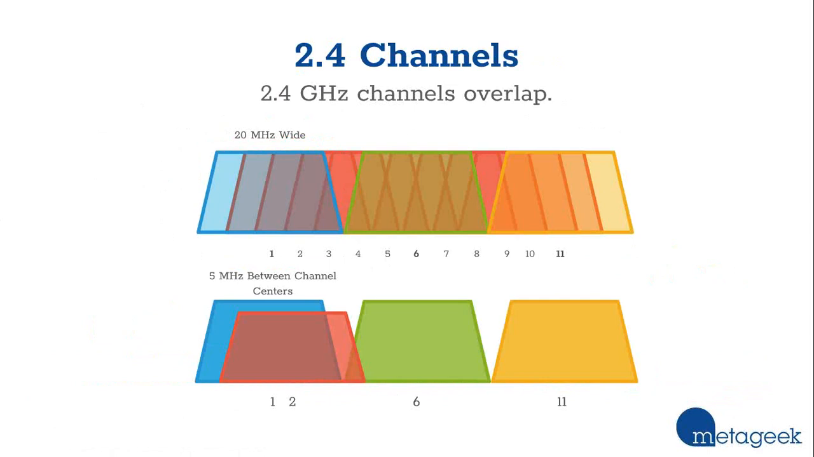So how is it that we get 11 channels in 2.4 gigahertz when there's really only enough room for three? Well, it comes down to how the channels are laid out. Each channel is marked by its center.